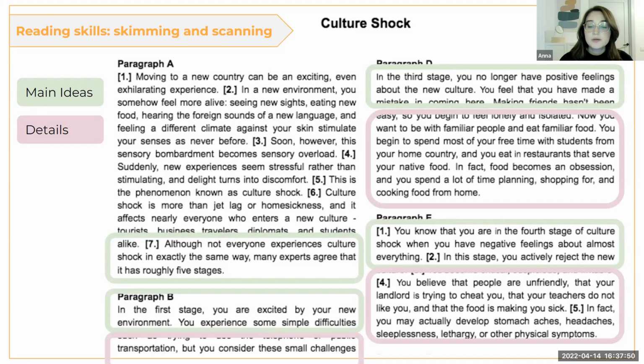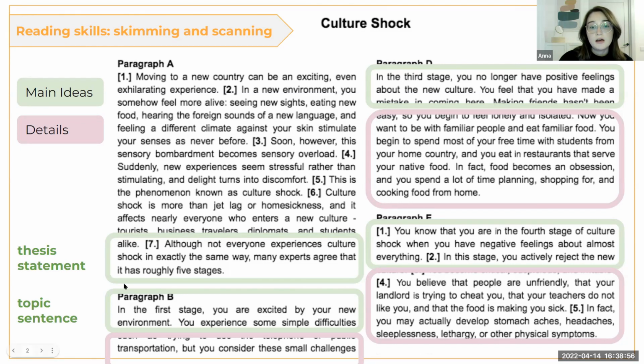There are two important terms when it comes to understanding the main ideas: thesis statement and topic sentence. Thesis statement can be found at the end of the introductory paragraph. In our case, it's paragraph A. And the sentence or sentences at the end of such paragraphs usually give you an idea about the main idea of the whole passage. And if you want to understand the main idea of each main body paragraph, you can look at the topic sentence, which can be found at the beginning of such paragraphs.